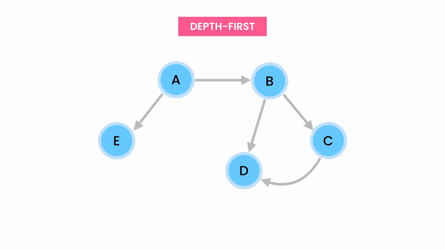Now, what if we started from the B? We would visit the B, the C, and the D, but not the other nodes because there is no path to those nodes. That's the difference between traversing graphs and trees.